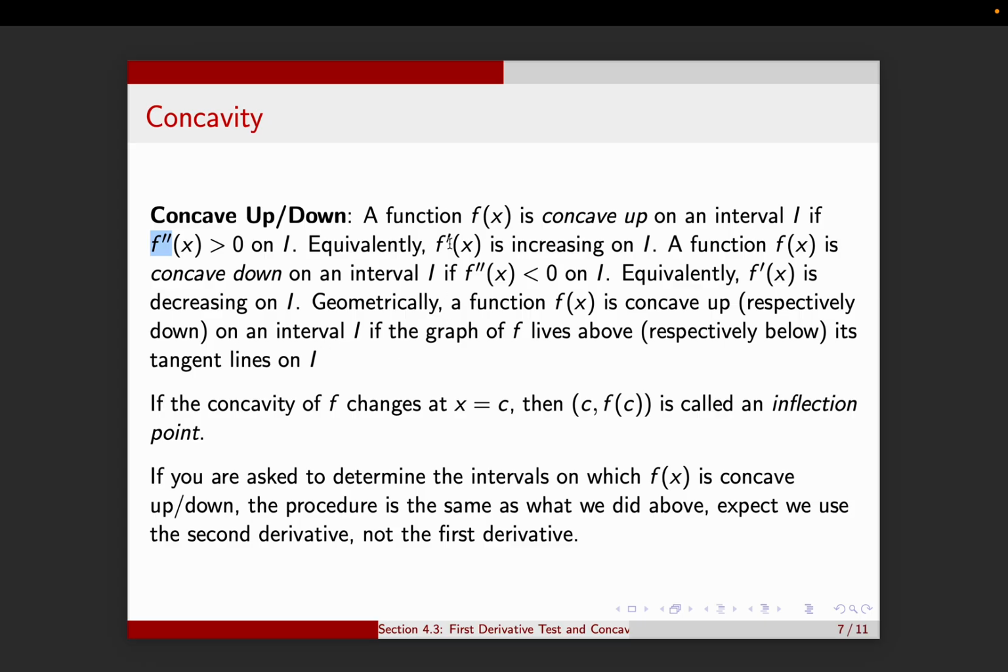And basically what's happening is if f prime of x is increasing on I, then you're concave up. So f prime increasing means like you're speeding up. It's like accelerating. And you're concave down if your second derivative is negative. So f prime is decreasing. If f prime is decreasing, it's like you're slowing down. So geometrically, a function is concave up, respectively down, if the graph lives above its tangent lines or below. I'll show you a picture of that in a second. And if you get a change of concavity, it's not a max or a min anymore. It's what's called an inflection point.